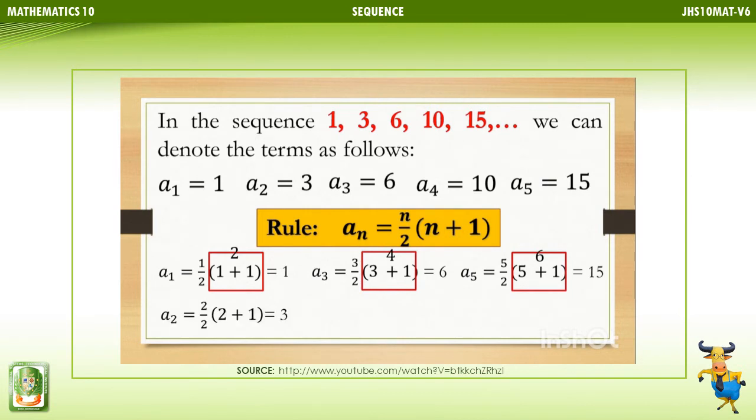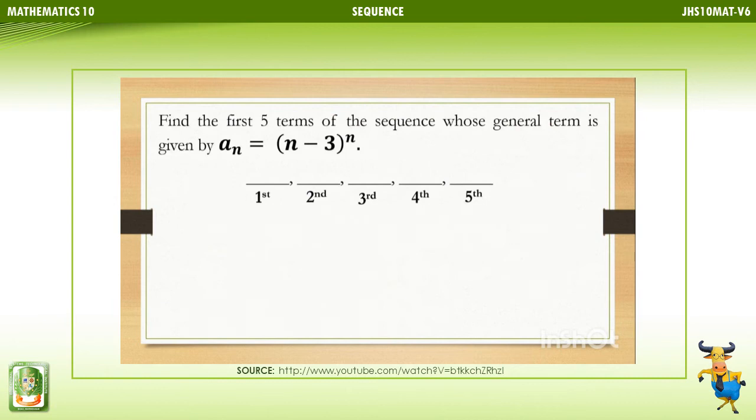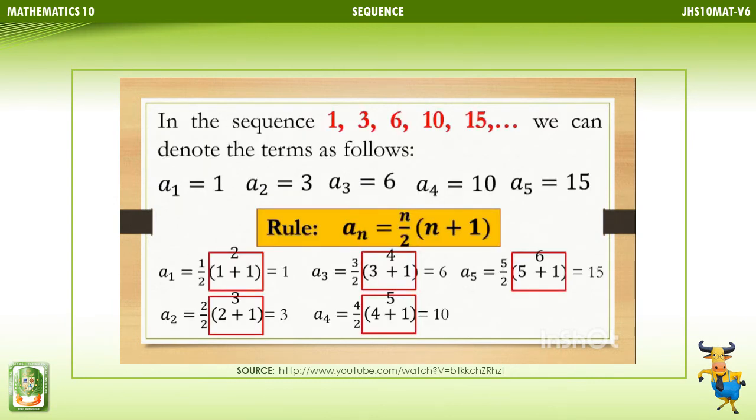For a sub 2, we have yung second term. So 2 divided by 2 times the quantity of 2 plus 1. Let's see. 2 plus 1 is 3. 3 times 2 is 6. Divided by 2, that is 3. So our second term daw is 3, and that is correct. And then a sub 4, we have 4 over 2 times the quantity of 4 plus 1. 4 plus 1, that is 5. Times 4, 20, divided by 2 is 10. And a sub 4 is equal to 10.